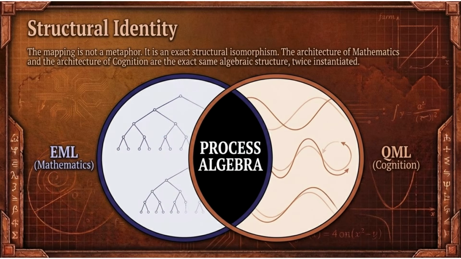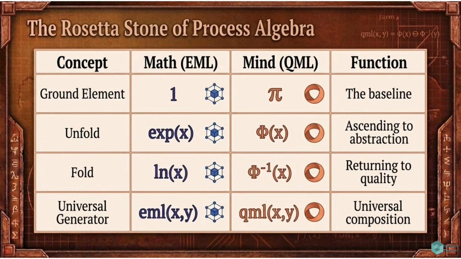This mapping between EML in mathematics and QML in cognition is an exact structural isomorphism. The architecture of mathematics and cognition are the same algebraic structure, twice instantiated as a process algebra. Surprisingly, this method generates a Rosetta Stone of process algebra that reveals the structural correspondence between mathematical concepts in EML and cognitive concepts in QML, including the universal generator, the fold, and the unfold functions.